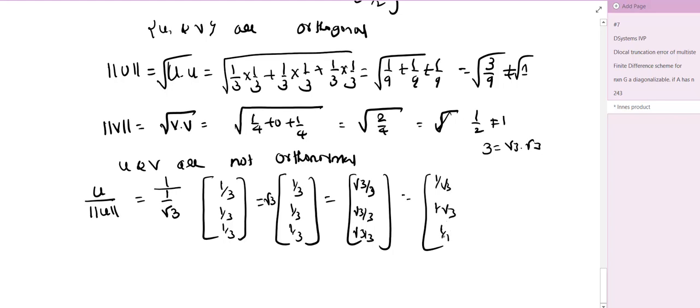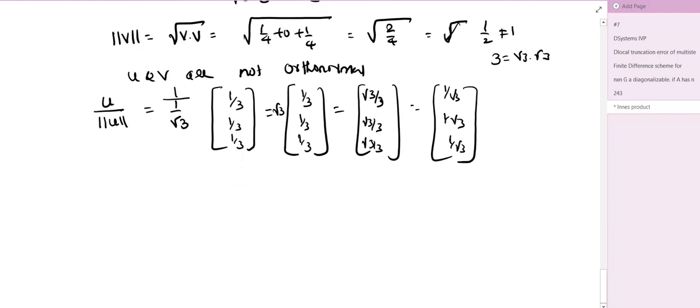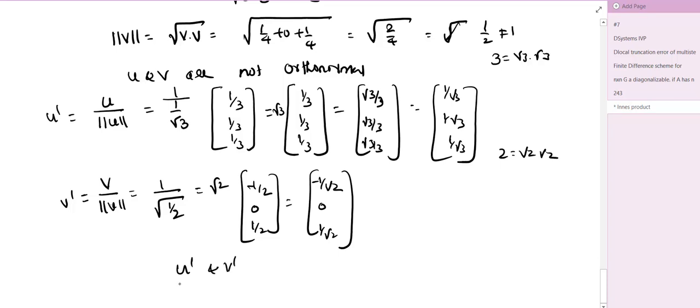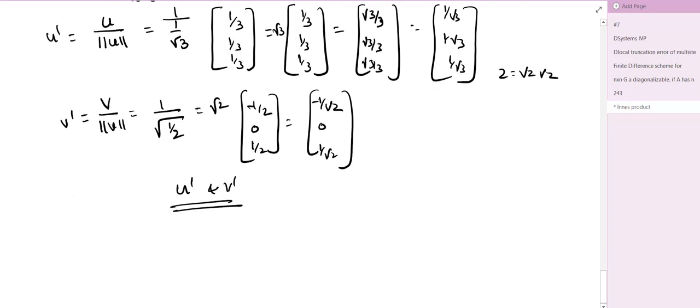Similarly, you can normalize the vector v by dividing it by its norm. So it is 1 divided by the square root of 1 by 2, which is root 2, into minus 1 by 2, 0, 1 by 2. Here also, because 2 is root 2 into root 2, it is minus 1 by root 2, 0, 1 by root 2. Let me name them u dash and v dash. These u dash and v dash are the new orthonormal vectors, the required orthonormal vectors. You can check that their length will always be equal to 1.